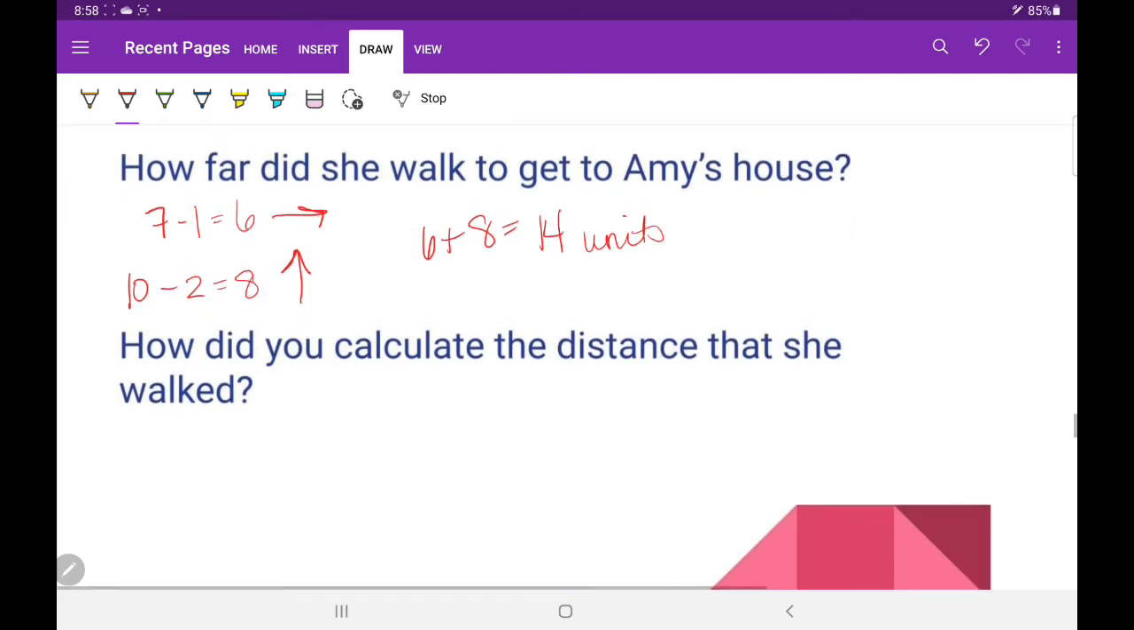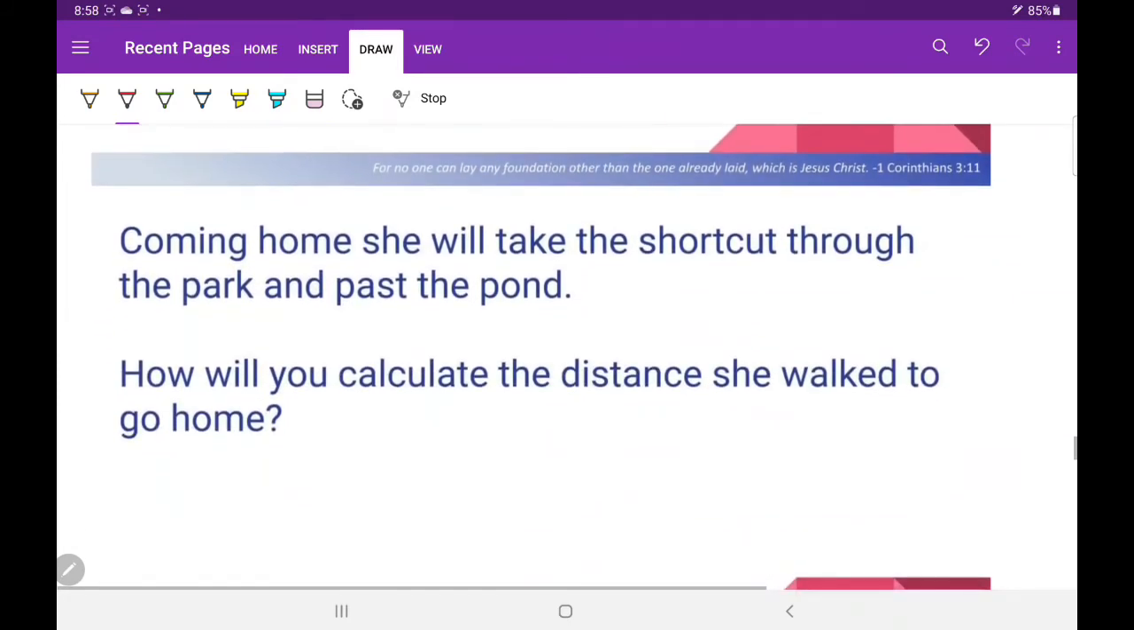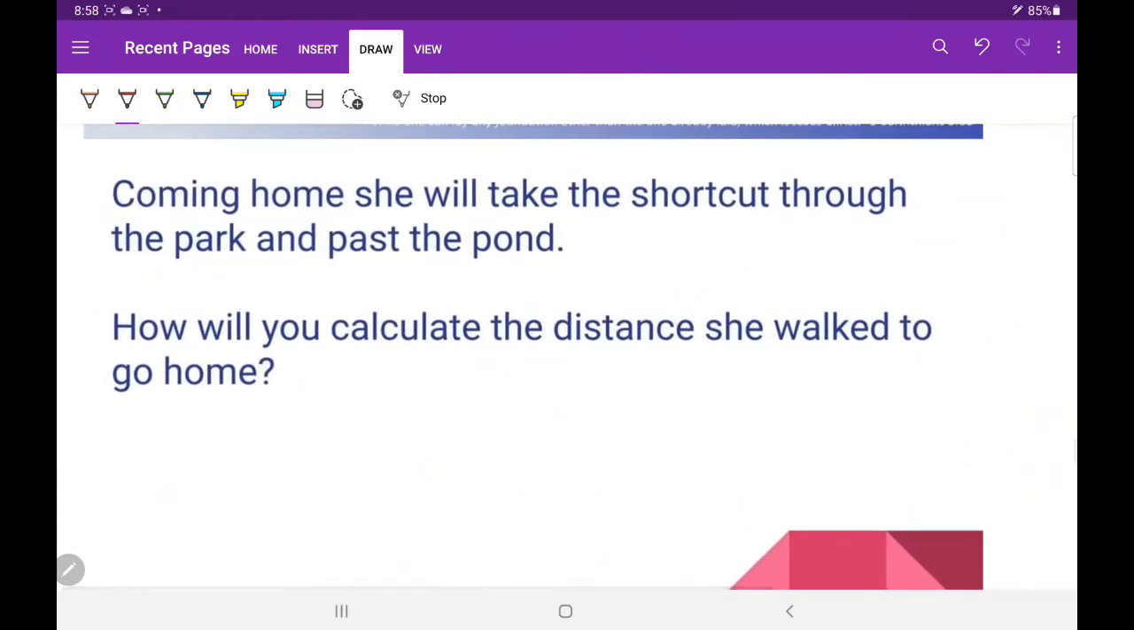How did you calculate the distance that she walked? This is the question that you would want to answer. Coming home, she will take the shortcut through the park and past the pond. How will you calculate the distance she walked to go home? So on your diagram, go ahead and draw if she's taking a shortcut through the pond, walking straight from Amy's house to her house. How will you calculate the distance she walked to go home?